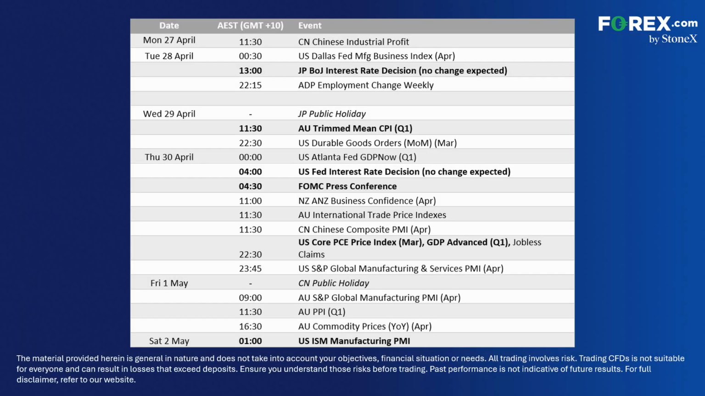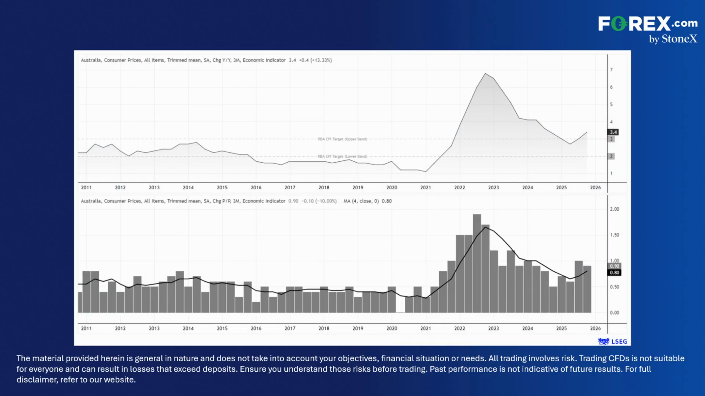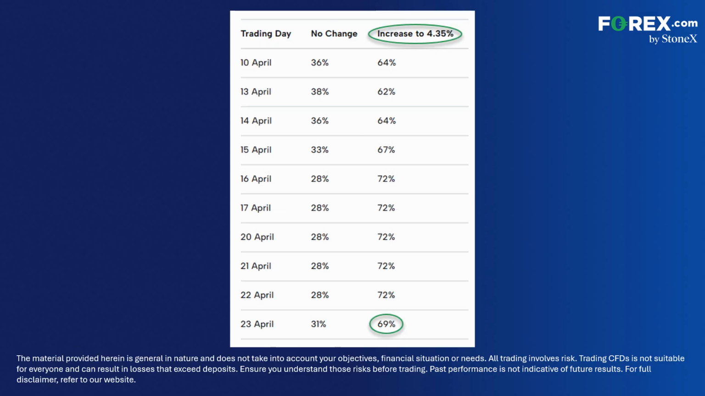There's quite a few events next week, the main one being the Australian Q1 inflation report on Wednesday. It seems likely we'll see inflation remain above the RBA's 2 to 3% target band for a second consecutive quarter and even rise further from 3.4%, and that could boost odds of another RBA hike, which currently sit around 69% according to the RBA cash rate futures for May the 5th.